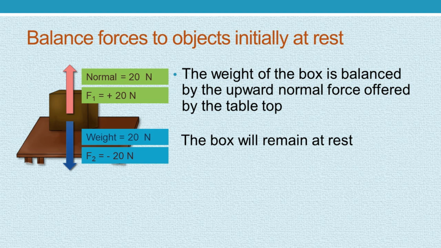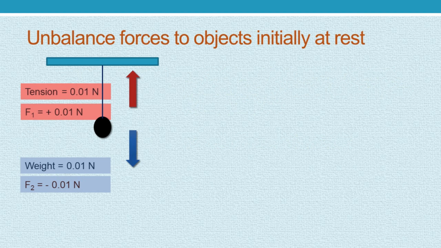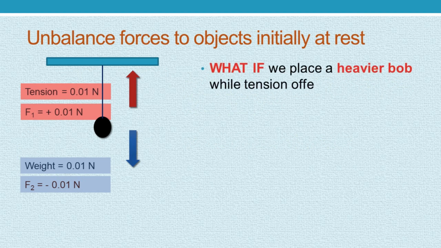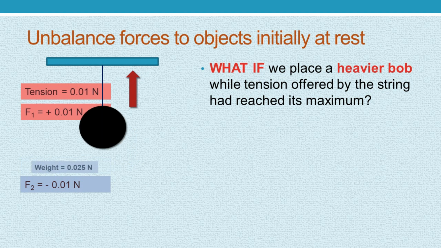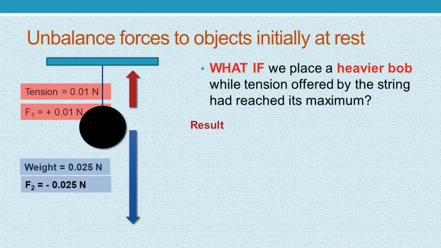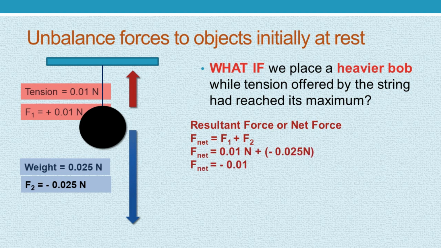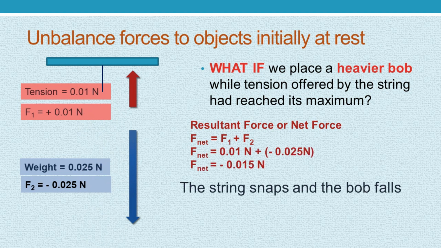What if we place a heavier bob while the tension offered by the string has reached its maximum? The result is a resultant force that is negative. The forces are unbalanced. Fnet causes the string to snap and the bob to fall.